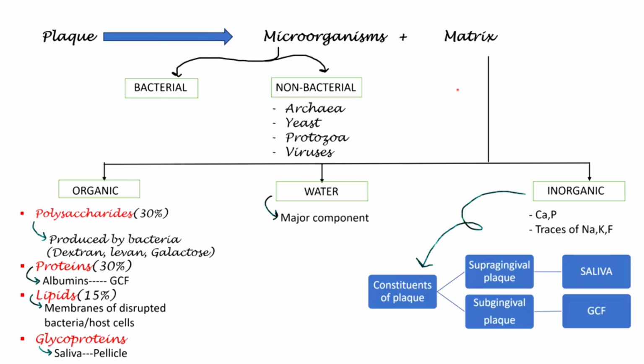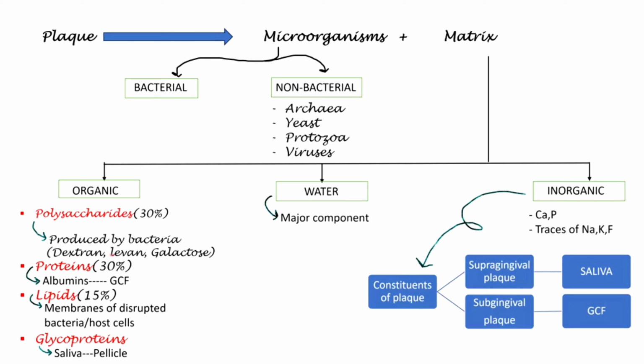Let's see the matrix of dental plaque. It contains primarily water. Water is the major component. The others being organic and some are inorganic. Let's see the organic matrix. It consists of polysaccharides, proteins, lipids, and glycoproteins. Polysaccharides account for almost 30% of organic matter. Polysaccharides are produced by bacteria. What are these polysaccharides? Usually dextran, levan, galactose.